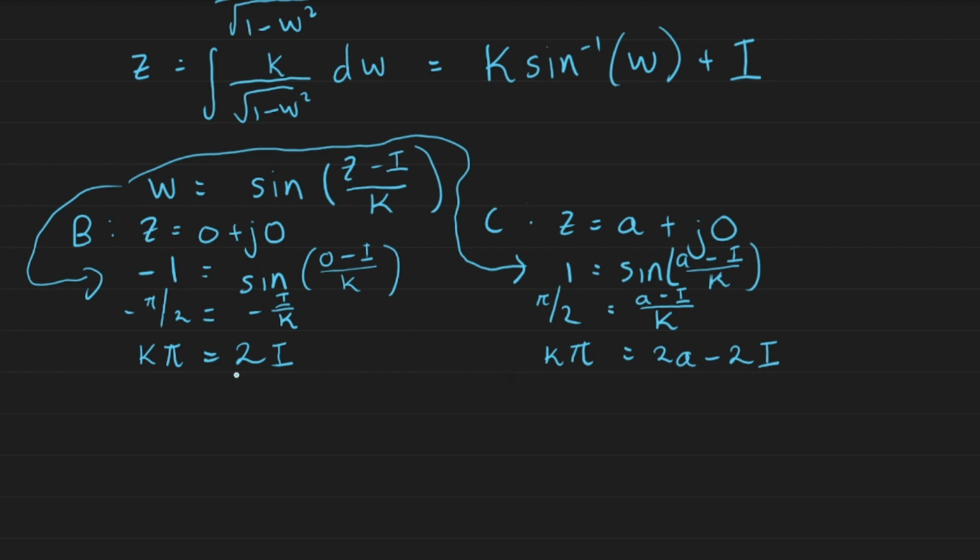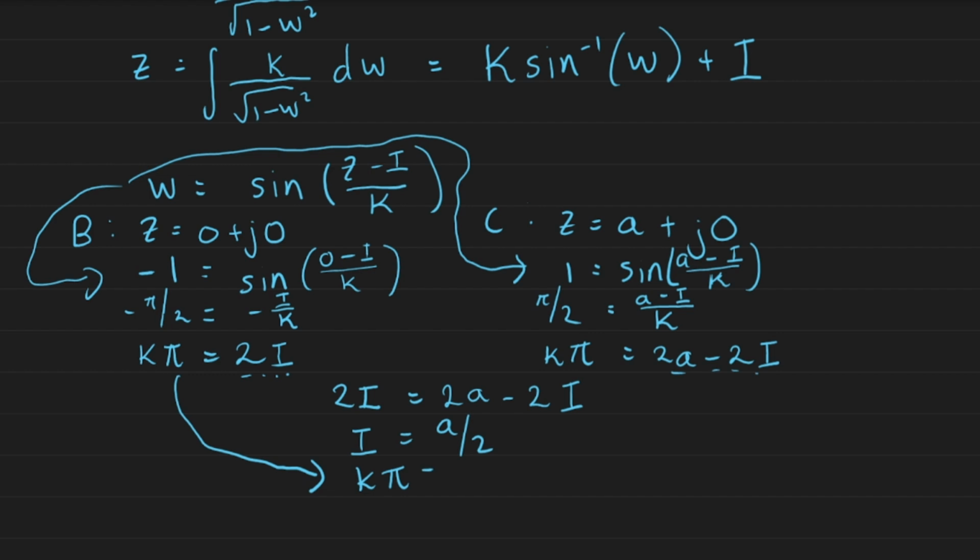So we can solve for these things, right? So k pi, so that means that 2i is equal to that term. So we have 2i here is equal to 2a minus 2i. So we can just easily solve for i. Take the 2i to the other side. We have 4i is equal to 2a. Divide both sides by 2. We see that i is equal to a over 2. So now we have k pi is equal to 2i, so we can bring that here. So that means that k pi is equal to 2 times i, and i is equal to a over 2. So that means that k is actually equal to a over pi.